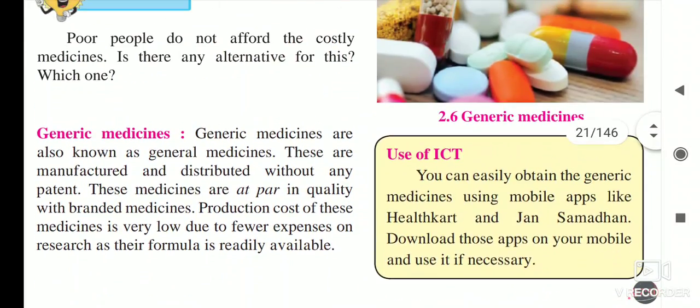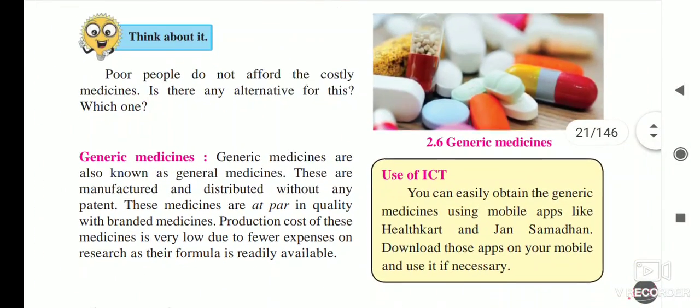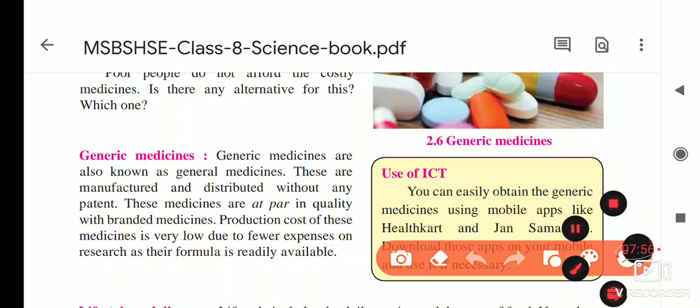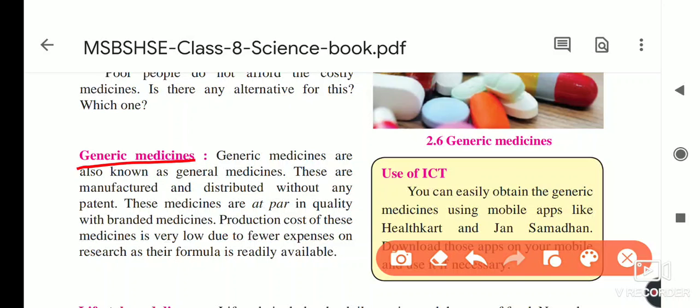As you know, the generic medicine point is here. You have to write a short note on generic medicines. And one thing: in science you have to write the answer point wise. You have to write 1, 2, 3, 4. Don't write in paragraph-like language, no paragraph. We do not write answers that way in science. You have to write it point wise. So for the generic medicine short note, the first point: generic medicines are also known as general medicines.